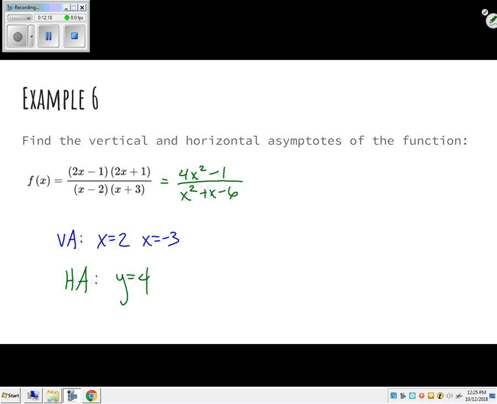I mean, the vertical asymptotes on that were easy, weren't they? That probably means that horizontal might require a little bit of work. Now, I didn't have to multiply everything out. Remember, I just need my leading terms right here. And sure enough, I got a tie, 4 over 1, gives me 4.